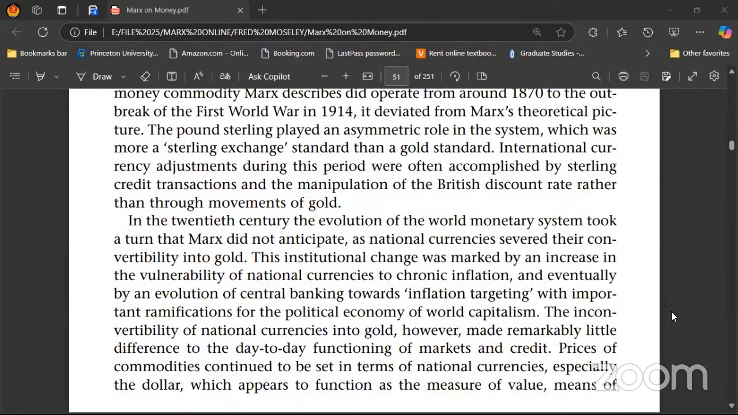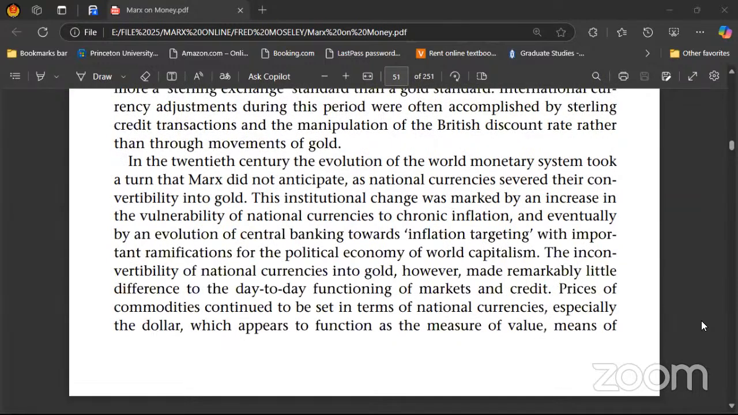In the 20th century, the evolution of the world monetary system took a turn that Marx, of course, did not anticipate because he died, as national currencies severed their convertibility into gold. This was during the Depression. This institutional change was marked by an increase in the vulnerability of national currencies to chronic inflation, and eventually by an evolution of central banking towards inflation targeting, with important ramifications for the political economy of world capitalism.